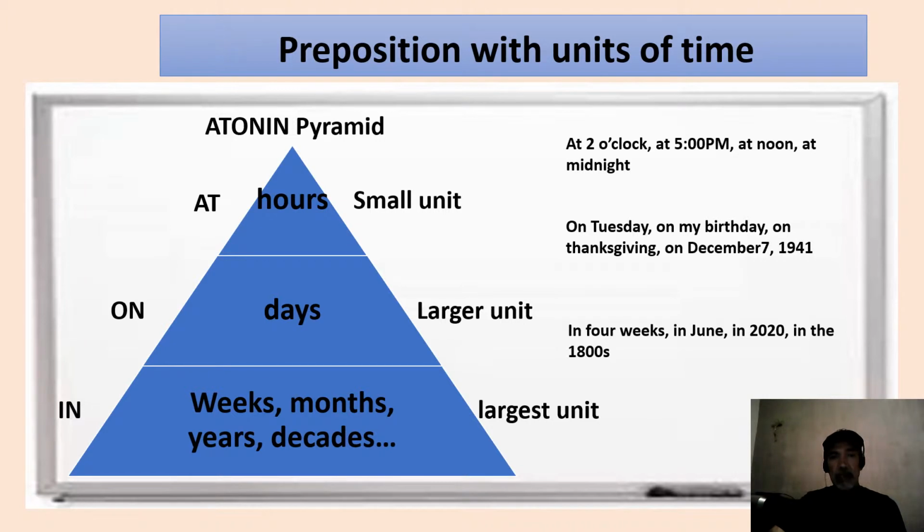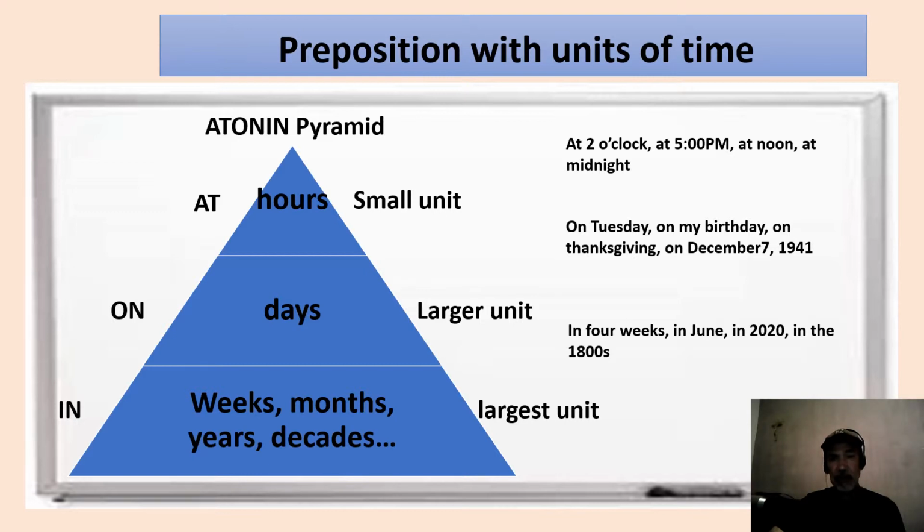Okay everyone, we talk about prepositions with units of time. For this, we use the Anthony pyramid. On the top, we have the preposition at, with hours like small units. In the middle, we have the preposition on, with days like larger units. In the bottom, we have the preposition in, with weeks, months, years, decades, like the largest units.